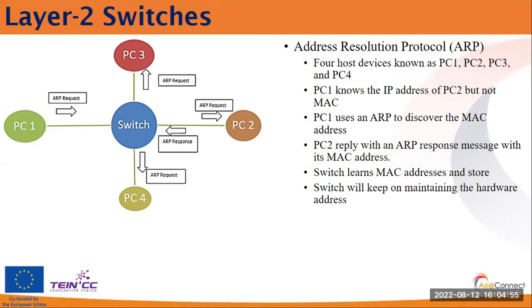We can say that PC2 sent its MAC address in the ARP response message, and the switch now gathered the MAC address of PC2 and put it in the MAC address table. That means it will store the MAC address of PC1 in the address table, and PC2 will also store the MAC address of PC1. So here we can clearly understand that if a layer 2 switch does not use any routing table, routing protocol or algorithm, then this is how it collects the MAC addresses. Like this, the switch maintains the hardware addresses of each of the connected hosts.